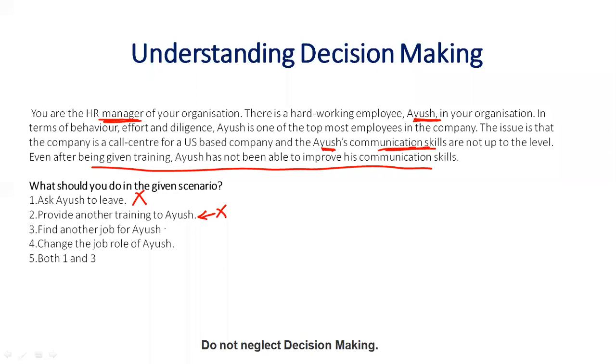Find another job for Ayush. You are the HR of a company. How would you find another job for Ayush? How will you remove him from this company and take him to another company, right? Because one is not the answer, 5 also will not be, third also will not be, so the only option remaining is 4. The fourth option is change the job role of Ayush. You know for a fact that Ayush is a very great guy, right? He's a very hardworking employee. The only problem is his communication skill. Why is that a problem? Because he is working for a US based client, where you have to talk on calls with people from the US. You cannot talk to them in Hindi, right? So Ayush is a great guy for my company, but may not be suitable for this particular project. Hence, option 4 is the best out of the given 5 options.